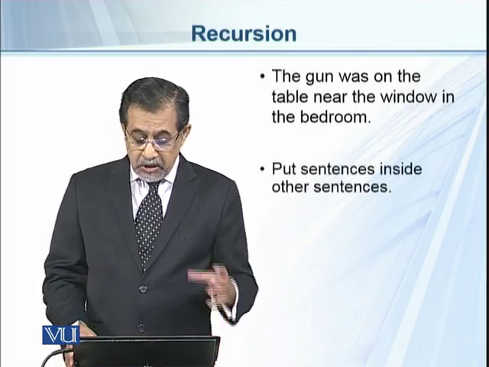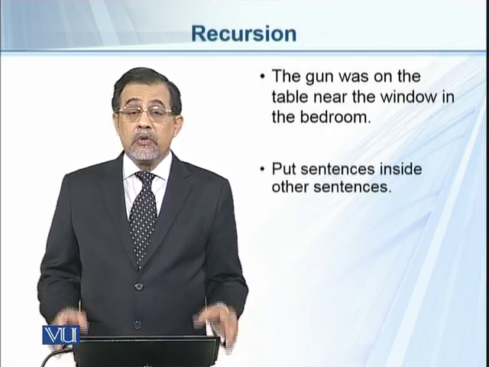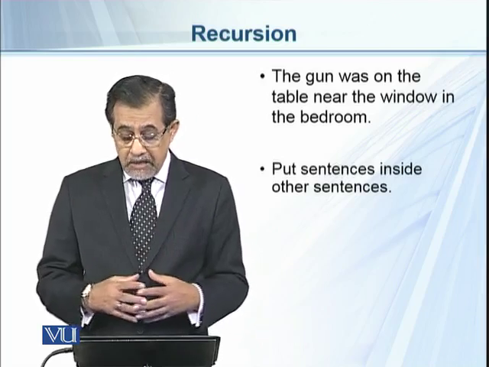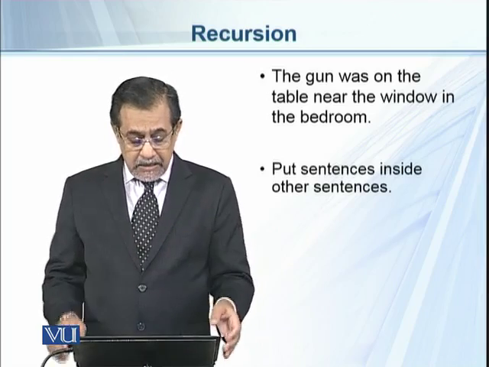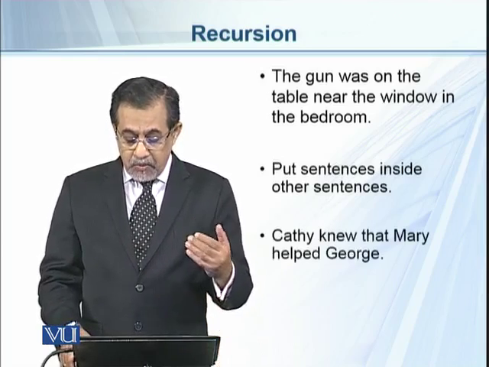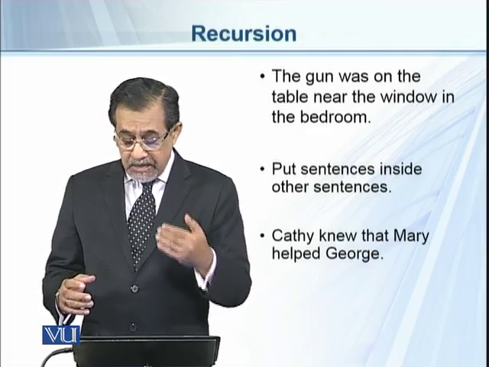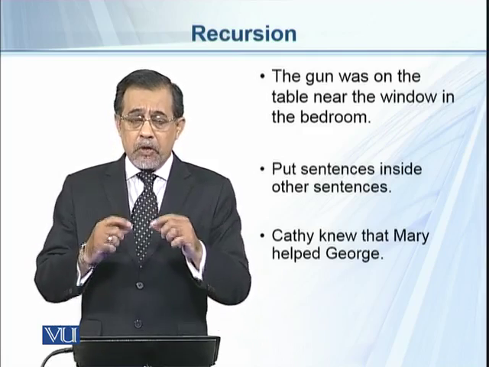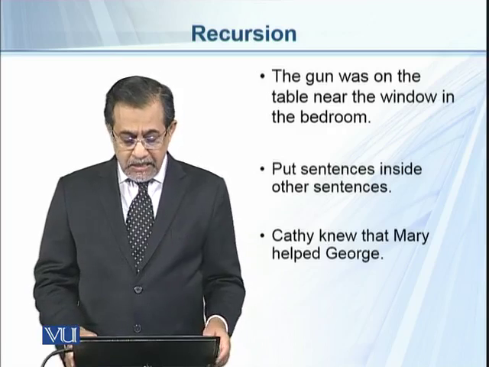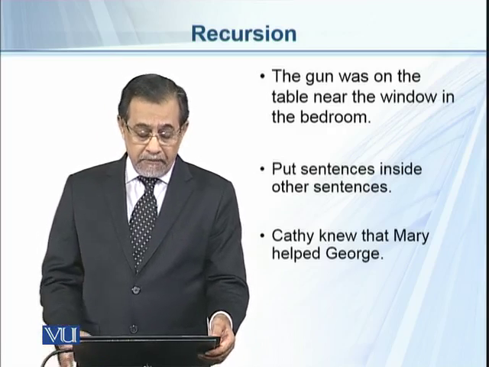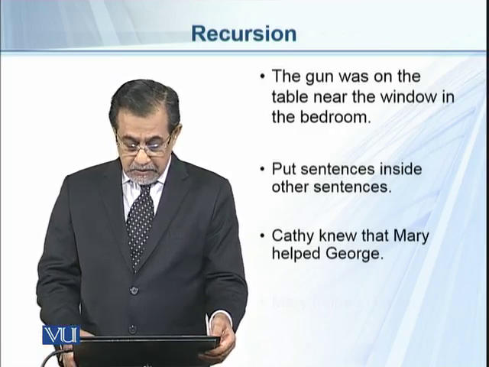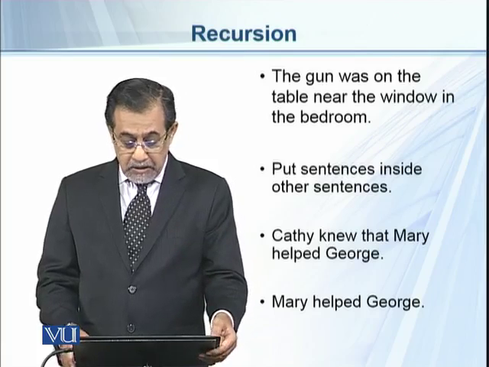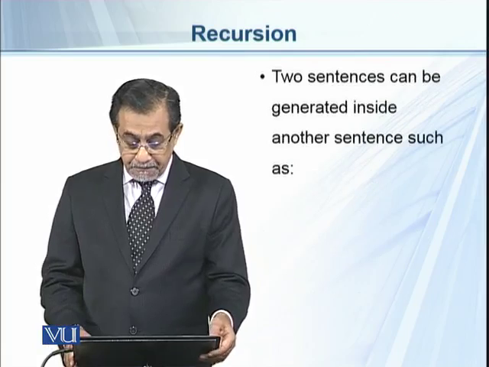So, put sentences inside another sentence. This is another feature of recursiveness or recursive rules, that we can put one sentence within another sentence. So Kathy knew. So this is the sentence. Kathy knew that Mary helped George. So we added Mary helped George. So we put one sentence into another sentence. So this is also an example of recursiveness or recursion. So the actual sentence, Mary helped George, was added into the previous sentence.